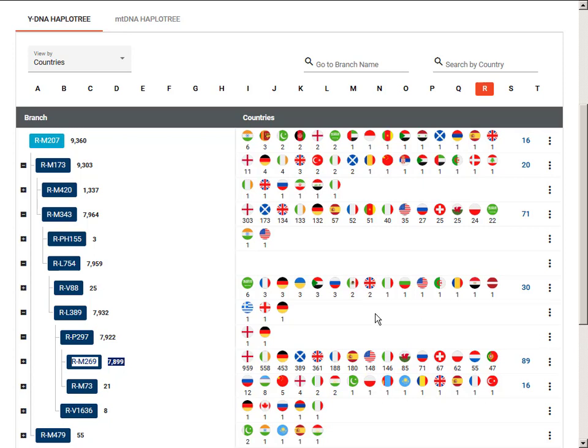So if you send off your Y-DNA for analysis, you want to know where in this big tree of 160,000 mutations does my surname and my family belong.